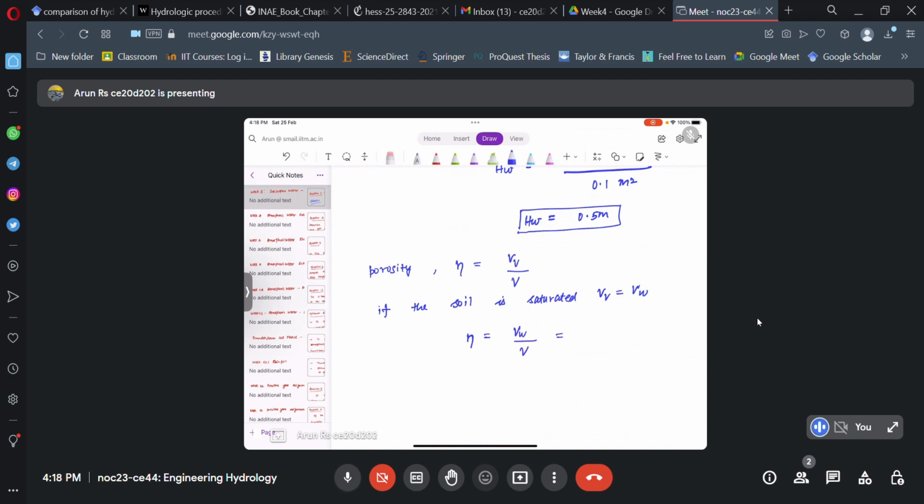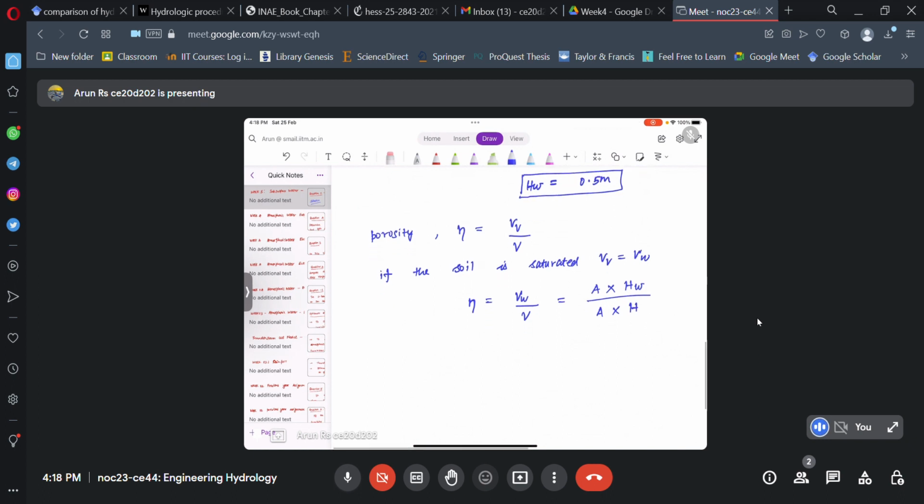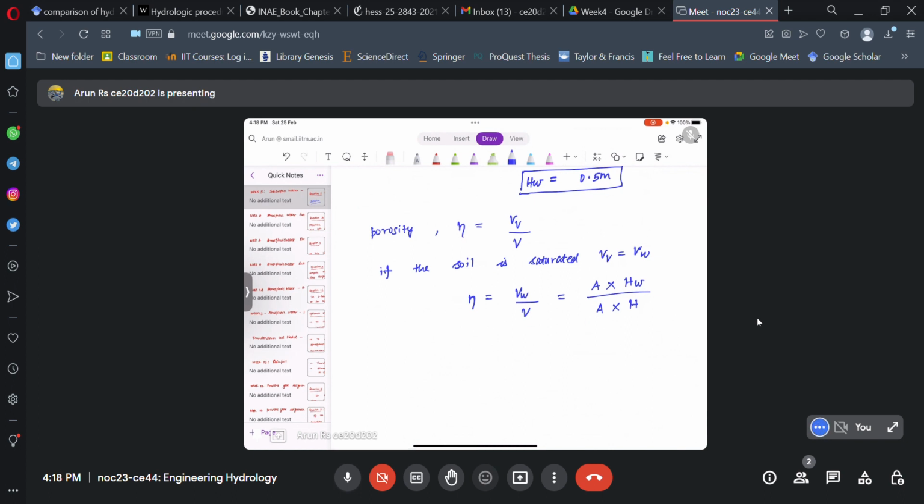So I am going to multiply it with the area. I am going to convert it into area in terms of depth. So area of the soil cross section multiplied by your depth of water that is infiltrated. This will give you the volume of water divided by your area of the soil divided by the total length of the soil profile. So now we need to determine what is the capital H. So we can just rewrite this.